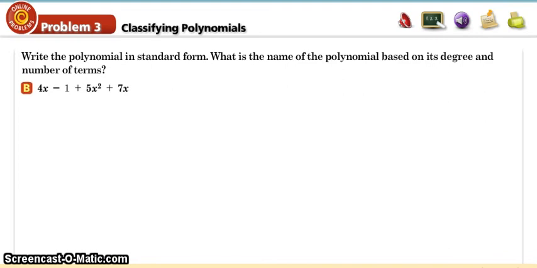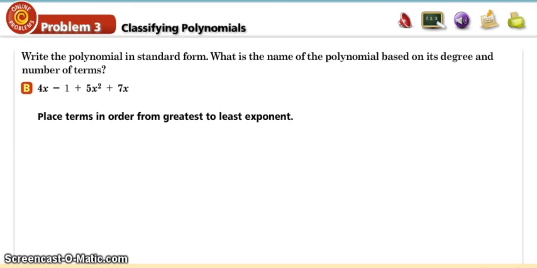Write the polynomial in standard form. What is the name of the polynomial based on its degree and number of terms? Part B, 4 times x minus 1 plus 5 times x squared plus 7 times x. Again, place the terms in order from greatest to least exponent to write the polynomial in standard form.